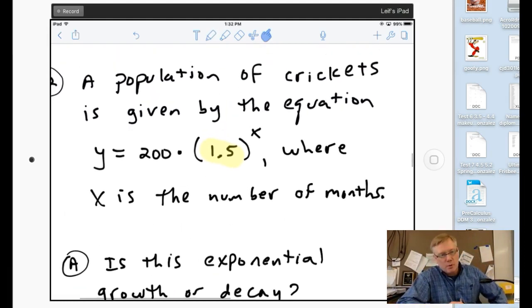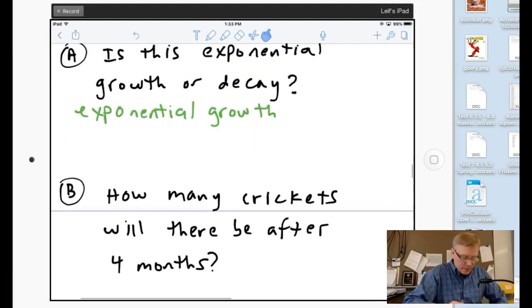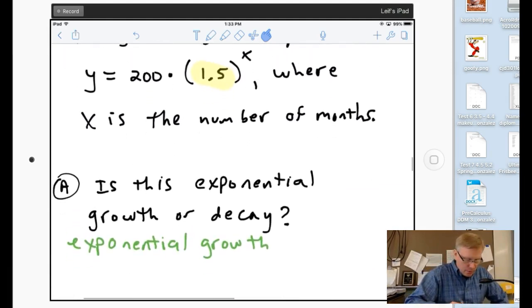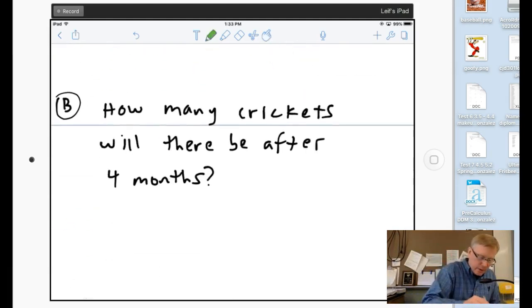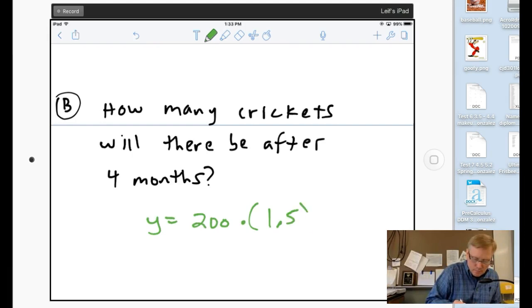Second part is how many crickets will there be after 4 months? So I'm going to take that same equation, and I'm going to plug in a 4 where the x is, because x is the number of months. It's the time. So if I take that same equation, y equals 200 times 1.5 to the x, and I plug in a 4 where the x is, then I can find out how many crickets there'll be.